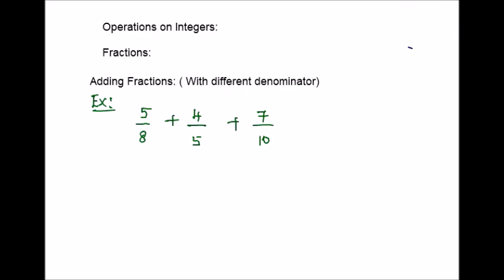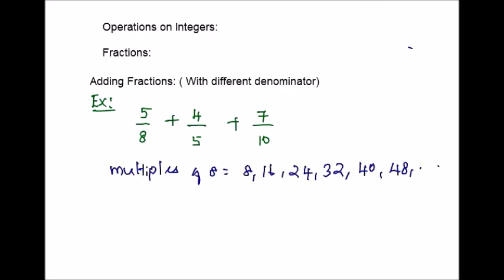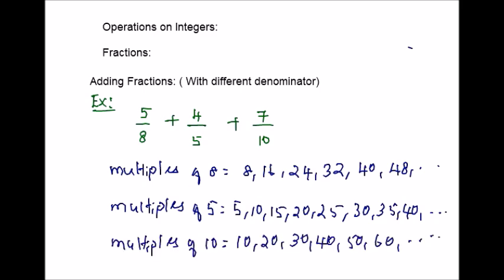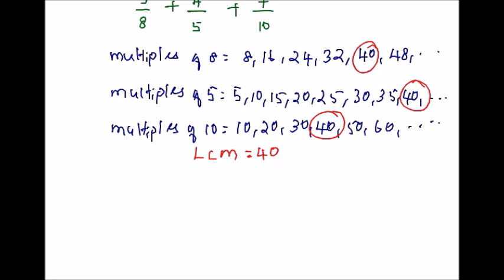As usual, to find the least common denominator, I am going to list out the multiples of each denominator on the board. These are the multiples of 8. Now let me list out multiples of 5. Same way, let me list out the multiples of 10. From the 3 lists, we can find the least common number. Least common number here is 40. Am I right? So 40 is the least common denominator for 5 over 8, 4 over 5 and 7 over 10. So let us move on to the next step.